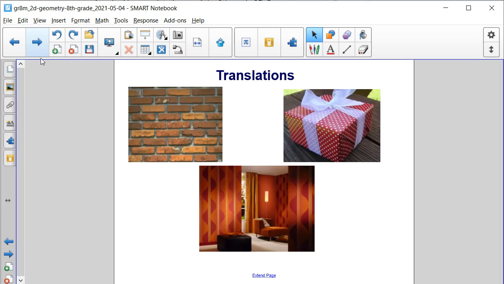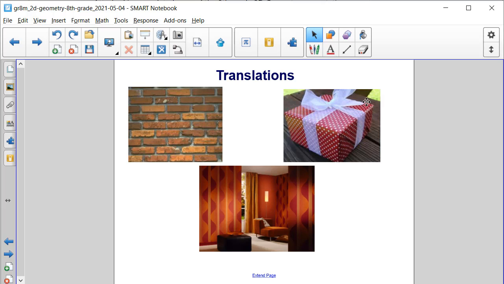Translations. Translations of various shapes and designs occur all over in everyday life. So here we have bricks that are layered, and this brick is a translation or can be translated down to this brick, over to this brick, and so on.